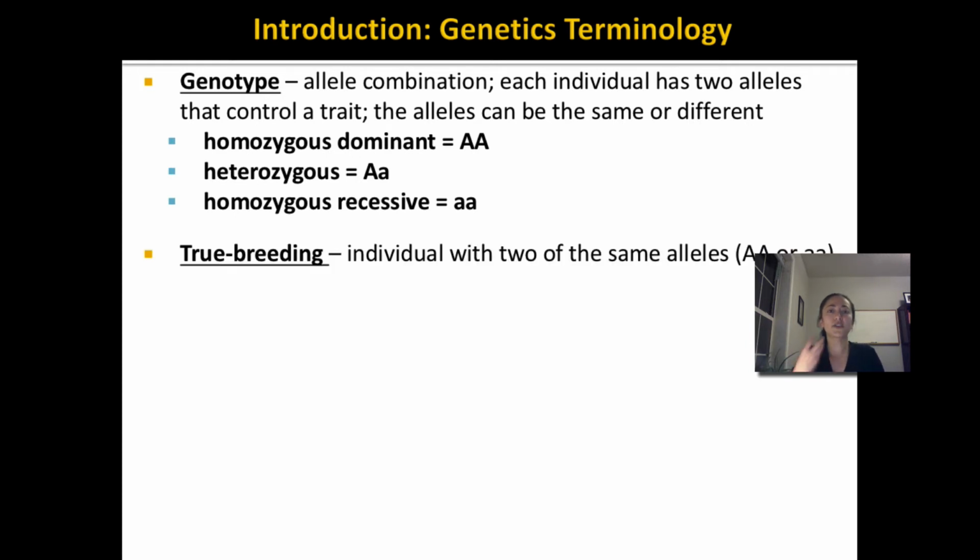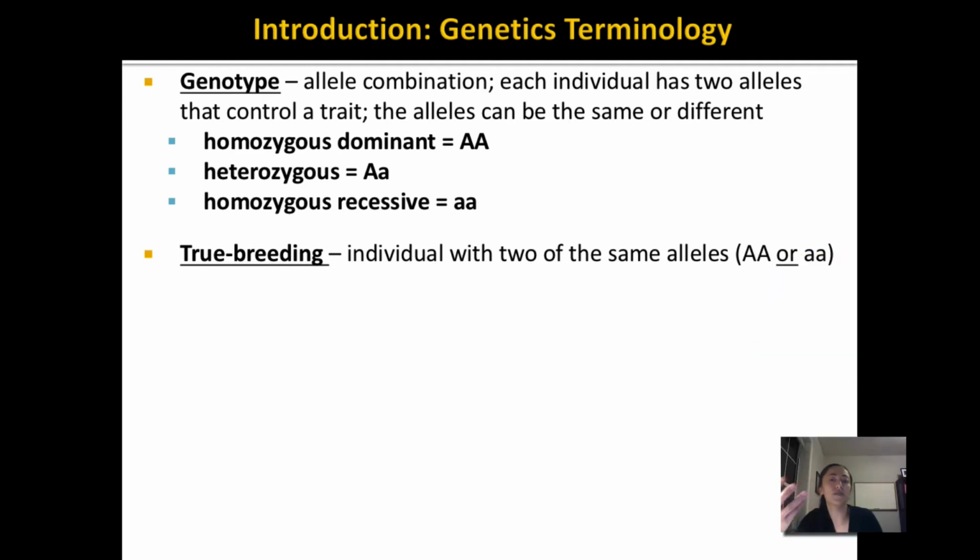Another important term that you should know is true breeding. An individual is true breeding if they have two of the same alleles. So you could be true breeding for the dominant allele and be big A, or you could be true breeding for the recessive allele and be little a. We call this true breeding because an individual that is true breeding, for example, for the dominant allele, well, what can they give to their offspring? The only thing they could give their offspring is the dominant allele. So they're true breeding for that allele.